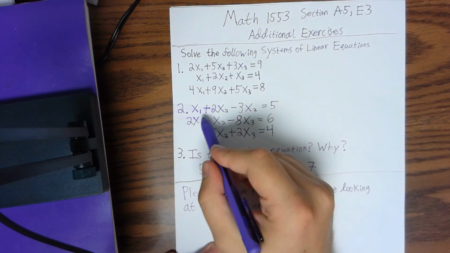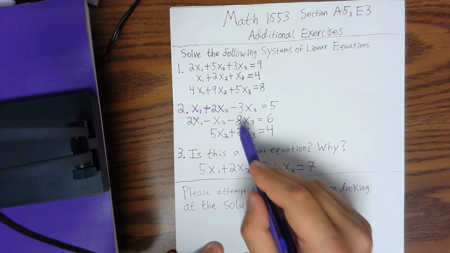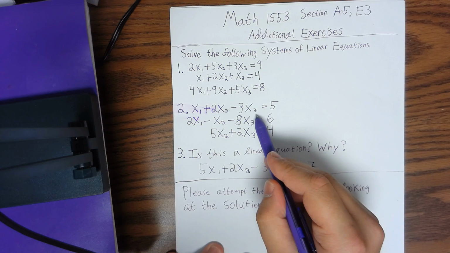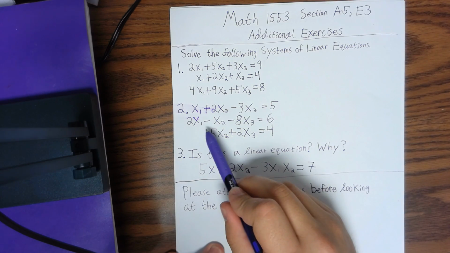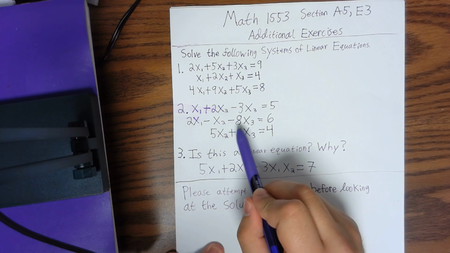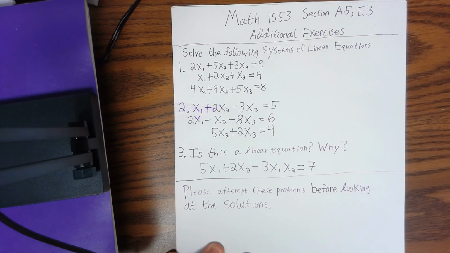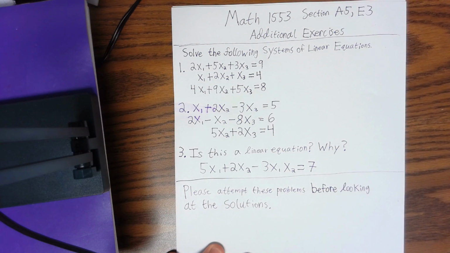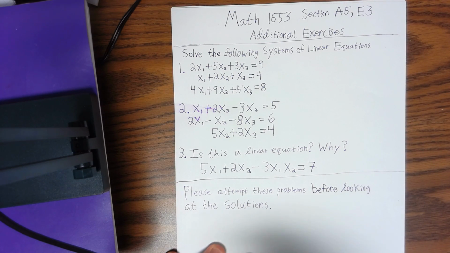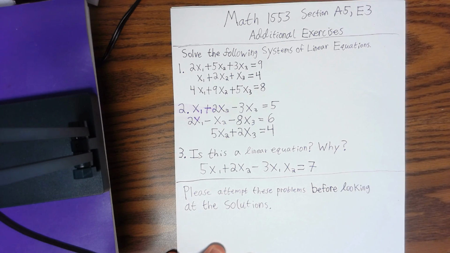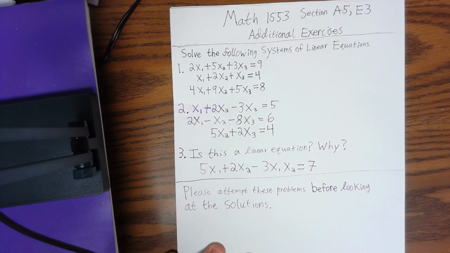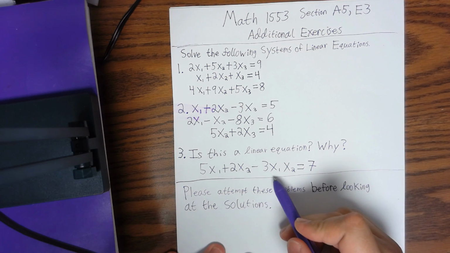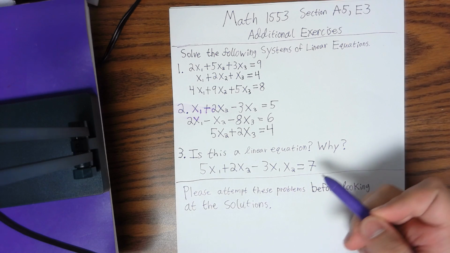The second problem is x1 plus 2x2 minus 3x3 is equal to 5. 2x1 minus x2 minus 8x3 is equal to 6. And 5x2 plus 2x3 is equal to 4. And the last question is asking whether or not a certain equation is a linear equation, and why. And it is 5x1 plus 2x2 minus 3x1 times x2 is equal to 7.